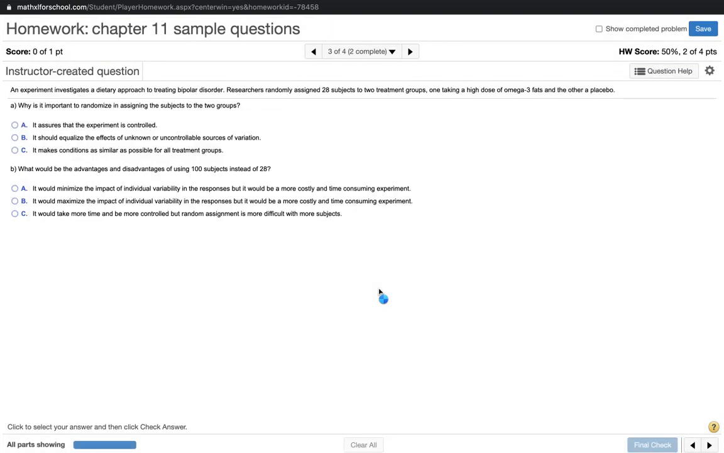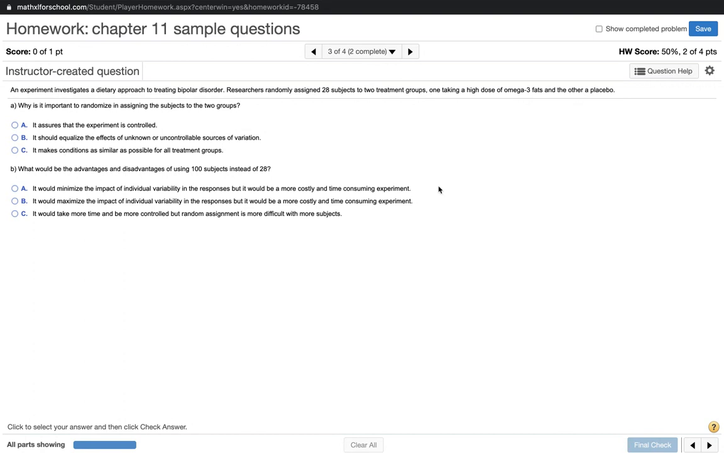Okay, third sample question. An experiment investigates a dietary approach to treating bipolar disorder. Researchers randomly assigned 28 subjects to two treatment groups, one taking a high dose of omega-3 fats, the other a placebo. Why is it important to randomize in assigning the subjects to the two groups?